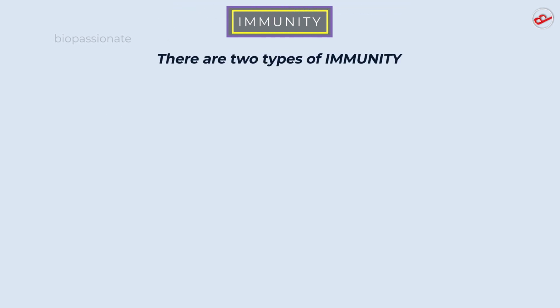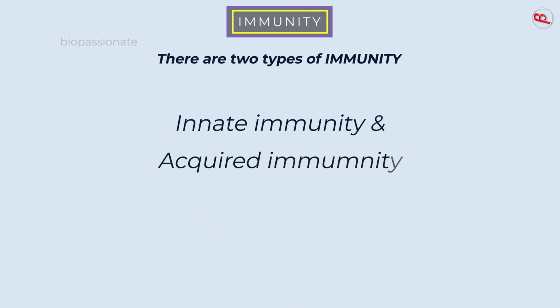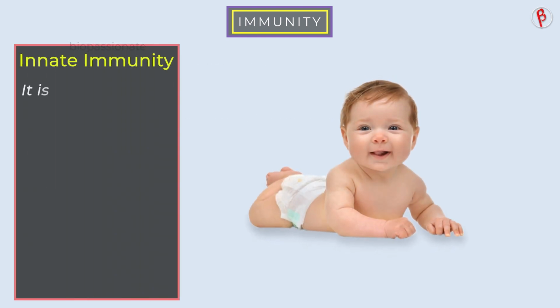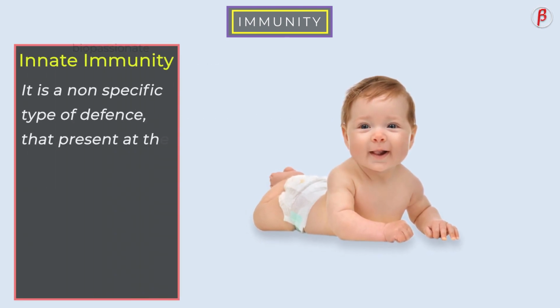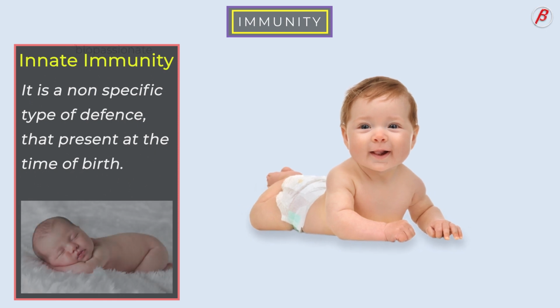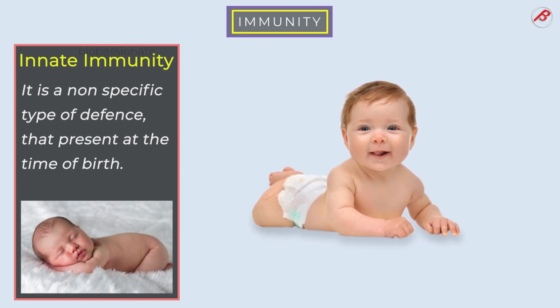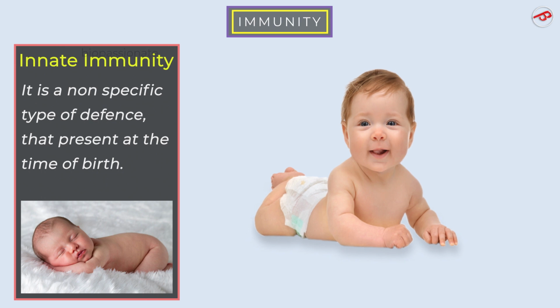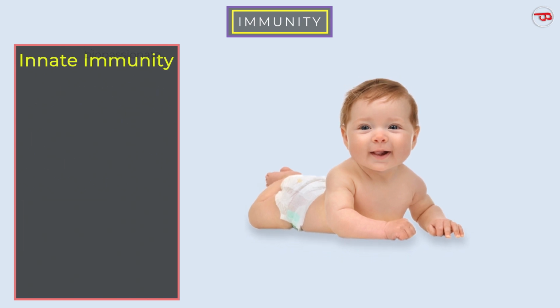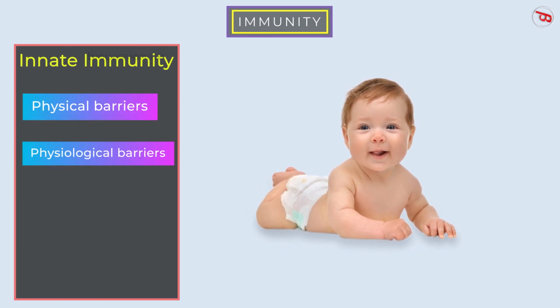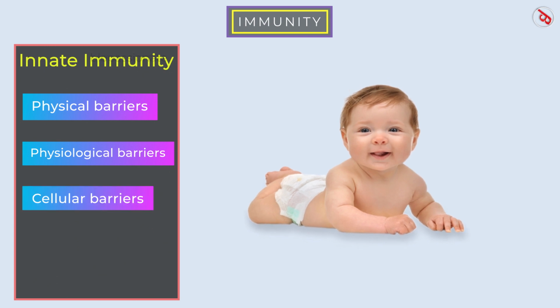There are two types of immunity: innate immunity and acquired immunity. Let us discuss one by one. Innate immunity is a non-specific type of defense that is present at the time of birth, which is accomplished by different barriers called physical barriers, physiological barriers, cellular barriers, and cytokine barriers.